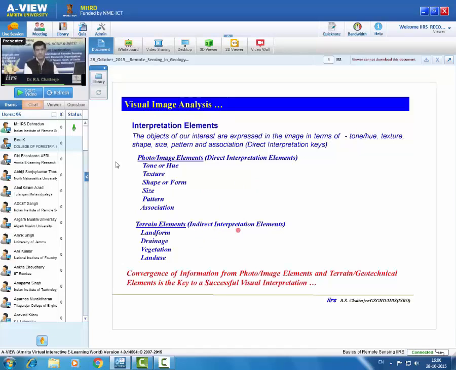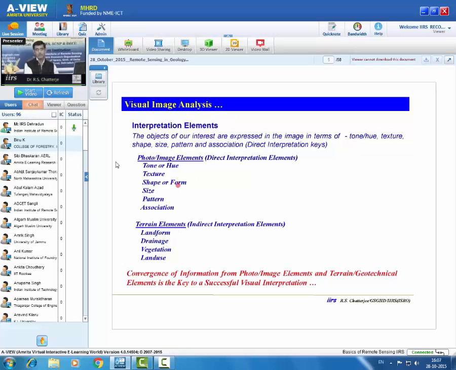And geotechnical elements are indirect interpretation elements. These are landforms. Here the geomorphology plays a very vital role for interpreting the geology of the area. Then drainage pattern, drainage alignment, many more that we will explain briefly, and vegetation pattern and alignment. Then land use pattern. Some of this information we can extract directly using the direct interpretation elements, and some of the information we cannot get directly. So for that we need to interpret it using the indirect interpretation elements, like landforms.